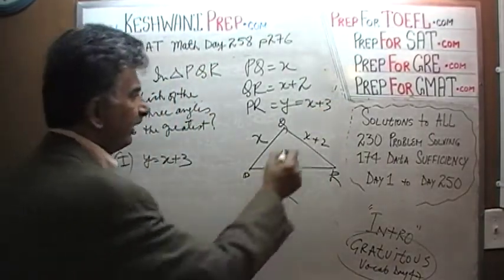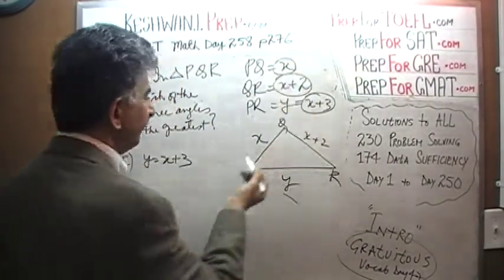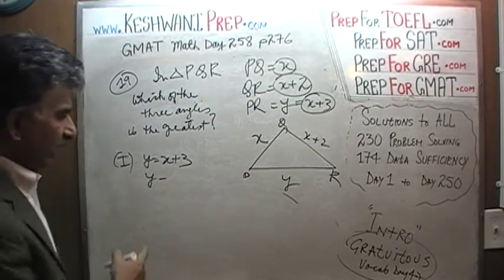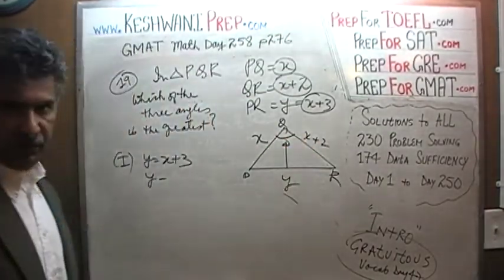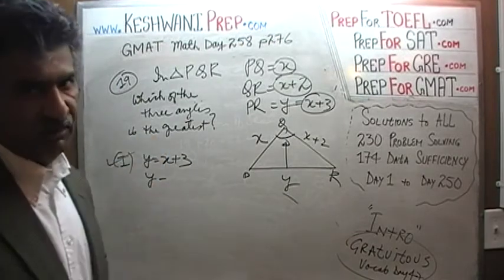If y equals x plus 3 and this is x plus 2 and this is x, y is the longest side. If this is the longest side, then the angle facing y is the largest angle. The first statement by itself does the job very nicely.